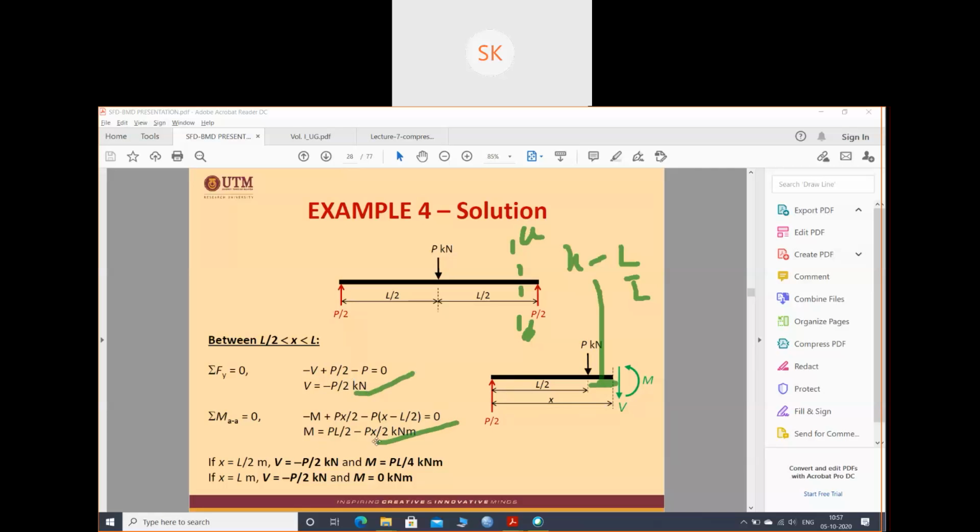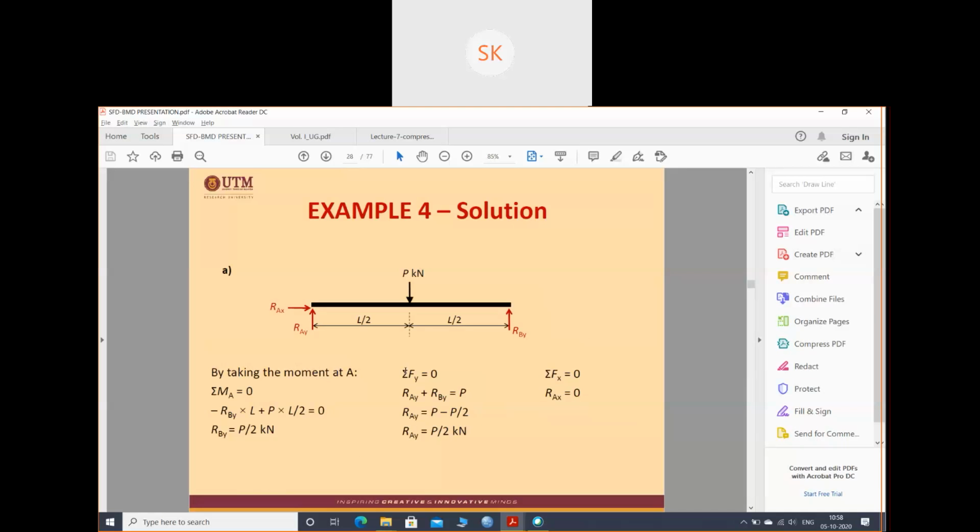Now put in place of x the value of L by 2 once and then L. When you put L by 2, V will be the same and M will be PL by 4. And when you put x equals L, V will be the same, and you will get M equals 0. See here in this question, write the solution and replace this P by your numeric value.